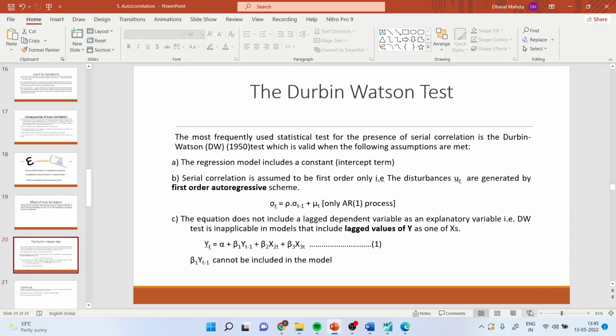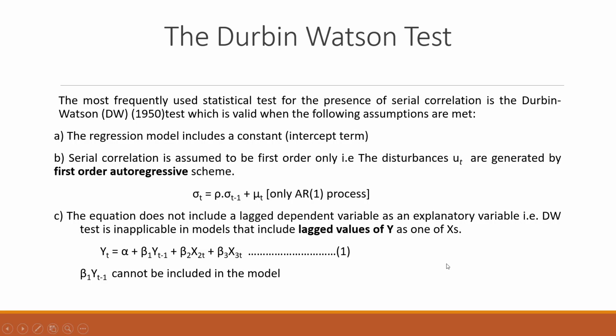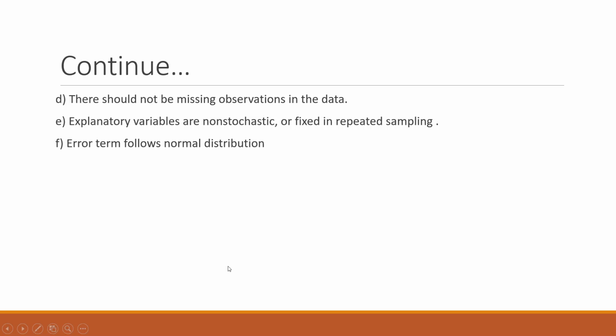The Durbin-Watson test can only be carried out under the following assumptions. The first assumption is the regression model should include a constant. The second is it should be a first order autoregressive scheme, that is, u t minus 1. If we have AR2 or more than an AR1 process, the Durbin-Watson test will not run. Third, the equation does not include the lagged dependent variable. For example, if you have included y t minus 1 in the model, then the Durbin-Watson statistic will not work.